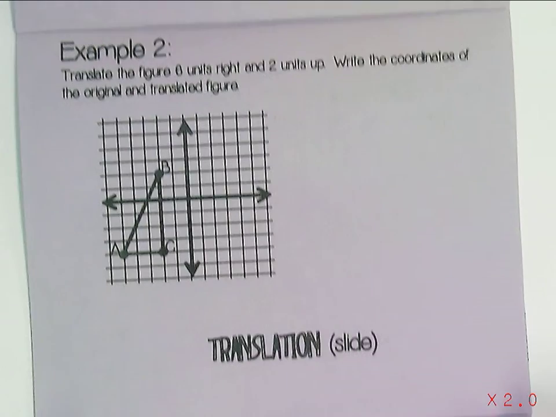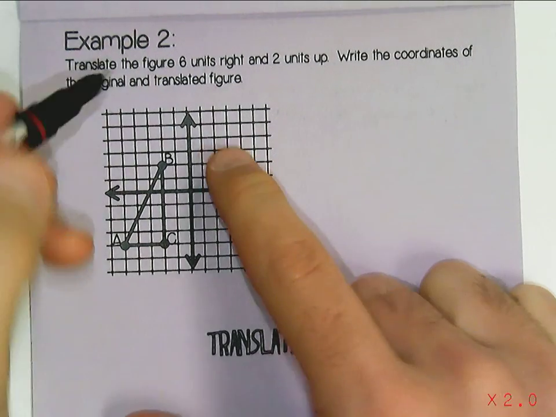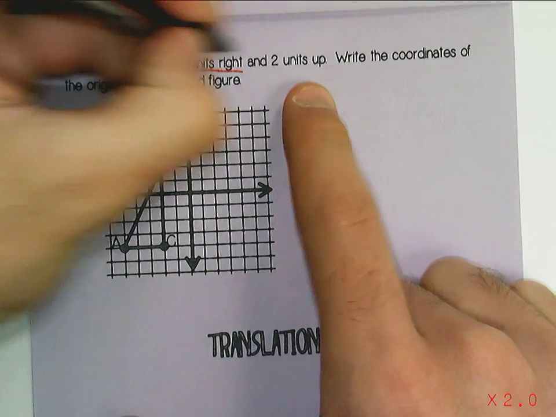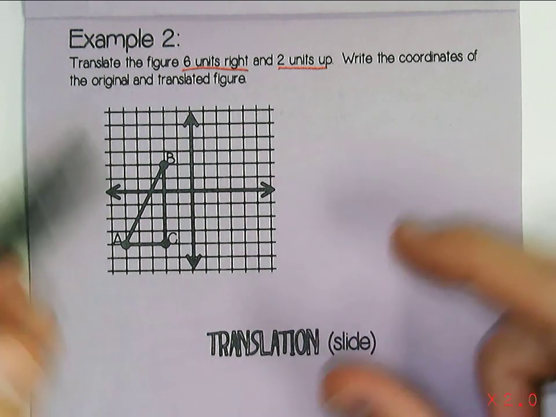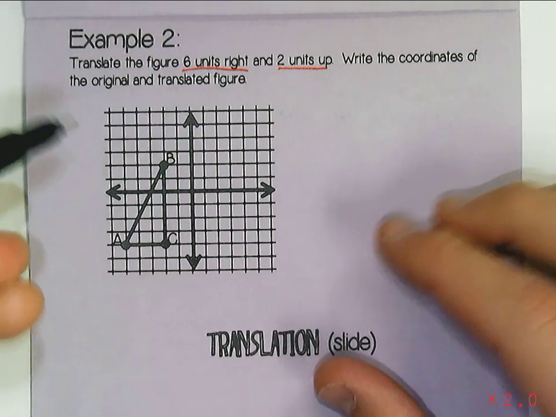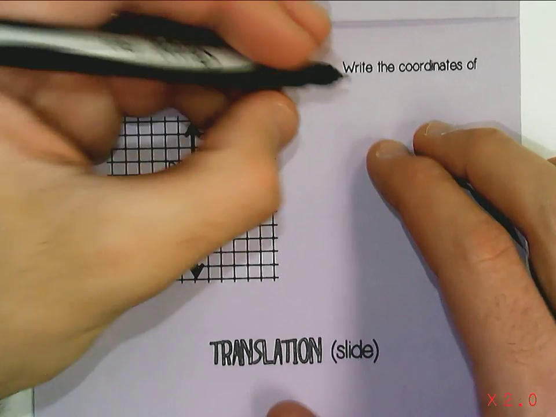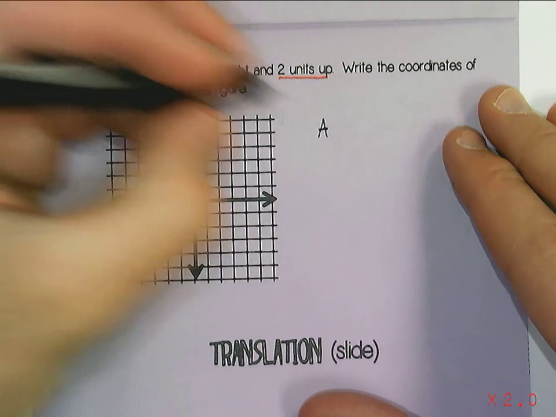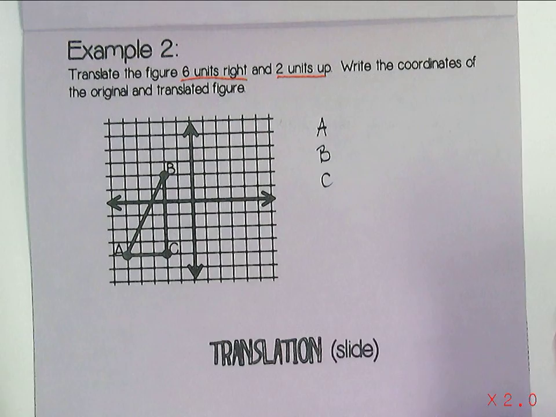So let's go ahead and look at number 2 then. And what this one says to do is translate the figure 6 units right and 2 units up. So in this case, we're going to be adding to both of the points that we have, or all 3 of the points we have. It could be a combination of adding and subtracting. We just happen to have 2 problems here where it was subtracting from both and now adding to both. So it says write the coordinates of the original and translated figure. Let's do that first. A, B, C in this case, so just 3 points.